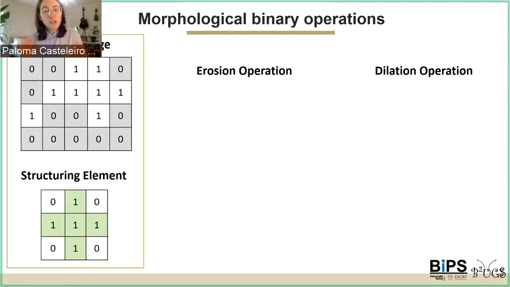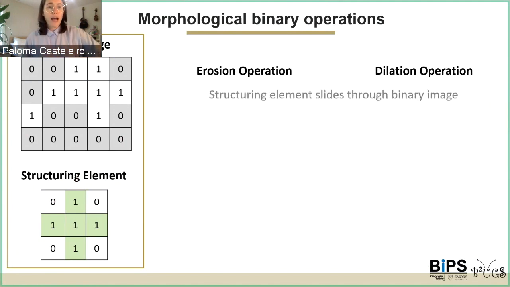Most of these simple operations for binary images rely on 2 main operations. One is the erosion, and the other one is dilation. So how do they work? Well, first you have a structuring element here to the left. The green cross would be our structuring element for this example, and a binary image. What you do is you slide the structuring element through the binary image, and then you have 3 possible scenarios.